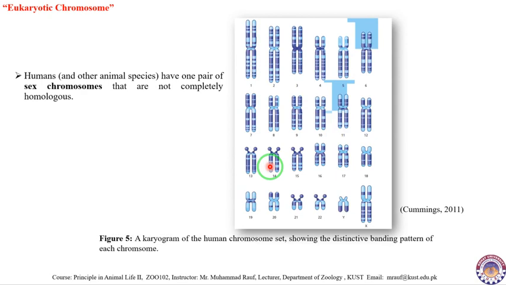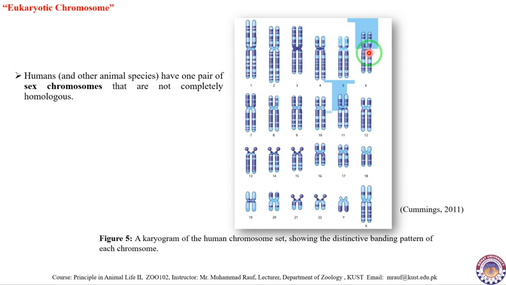Humans and other animal species have one pair of sex chromosomes that are not completely homologous. Now, there are 23 pairs of chromosomes in a diploid human cell. 22 are homologous pairs, and one of them is non-homologous. When we talk about the human female and human male, they have 22 pairs of autosomes and one pair of sex chromosomes.